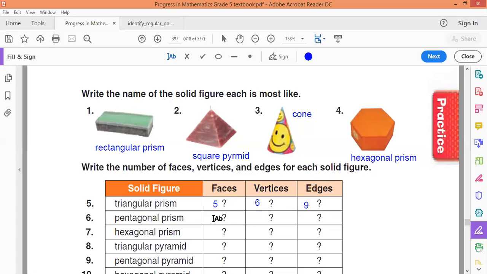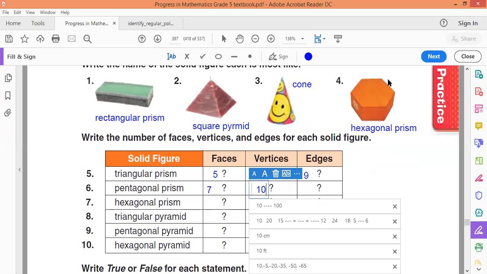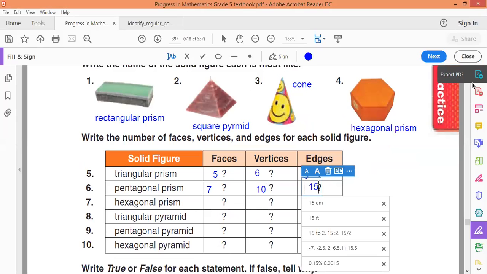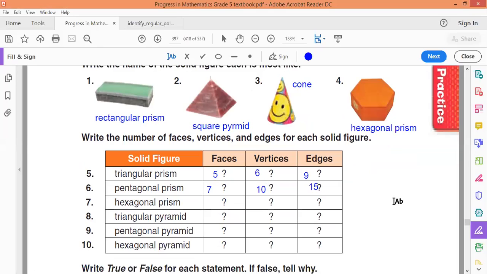Now question number 6. Pentagonal prism. In a pentagonal prism, it has 7 faces, 10 vertices, and edges, it has 15. Okay. Hexagonal prism.